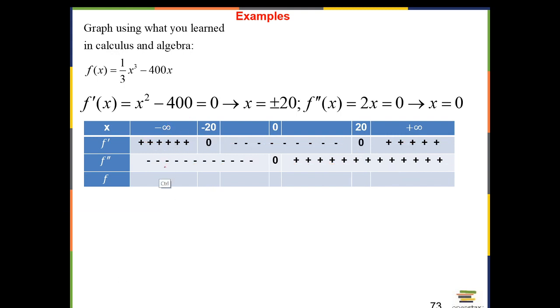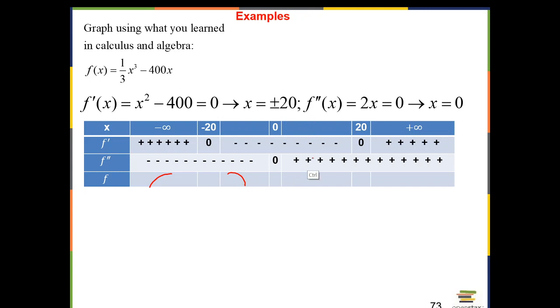So what's going on over here? Well, over here in this interval, to the left of negative 20, the function is increasing and it's concave down. So it's going to look like this, increasing, concave down. And what's going on between 0 and negative 20? The function is decreasing because f prime is negative and it's concave down. So it's going to look like this, right?